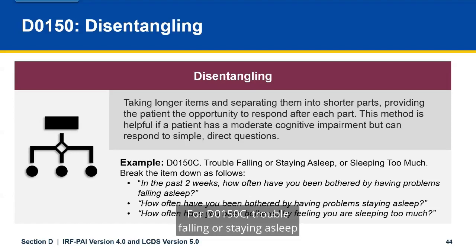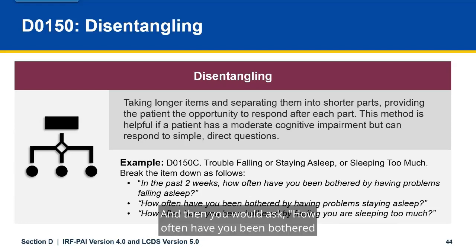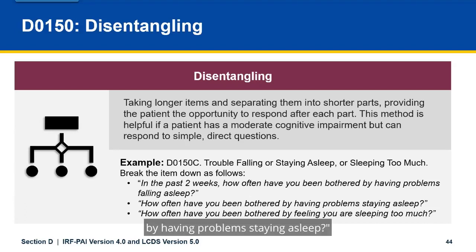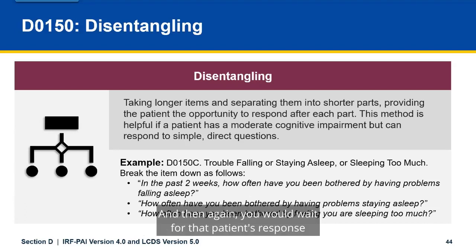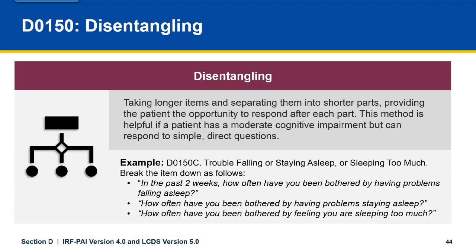For D0150C, trouble falling or staying asleep or sleeping too much, break the item down as follows, asking each question and then waiting for a response before asking the next. In the past 2 weeks, how often have you been bothered by having problems falling asleep? And then you'd wait for a response. And then you would ask, how often have you been bothered by having problems staying asleep? And then you would wait for that patient's response. And then you would continue. How often have you been bothered by feeling you're sleeping too much? And again, you would wait for a response.